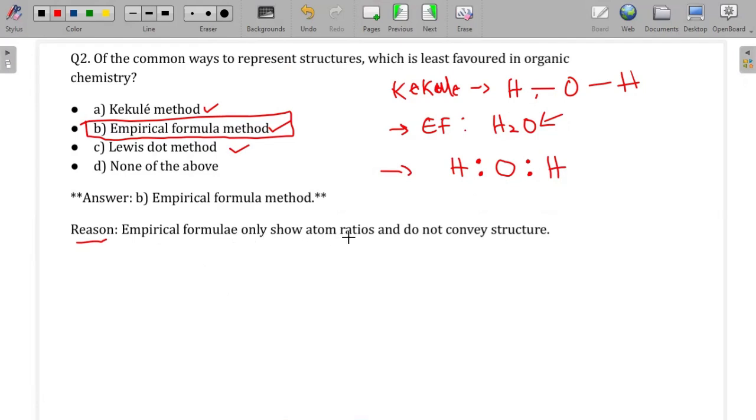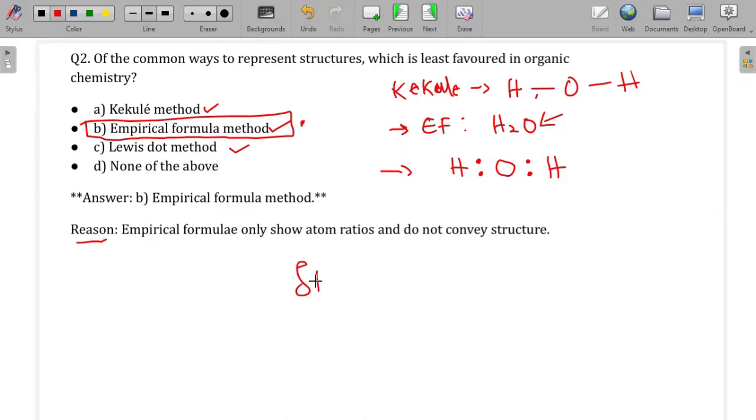So empirical formula only shows atom ratios and does not convey the structure. So when they give you the empirical formula, you won't know anything about how it looks like. You just know what it contains. It contains 6 carbons, maybe 8 hydrogens and 1 oxygen. That's all. So that information is not enough in organic chemistry. No wonder the empirical formula method is not preferred. Okay, so the correct answer here is B.